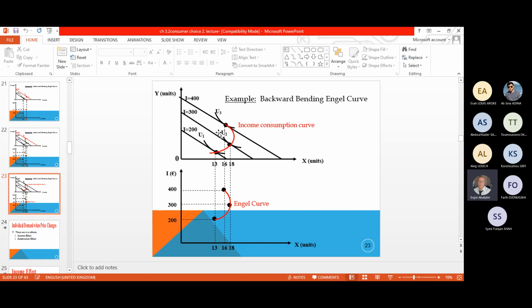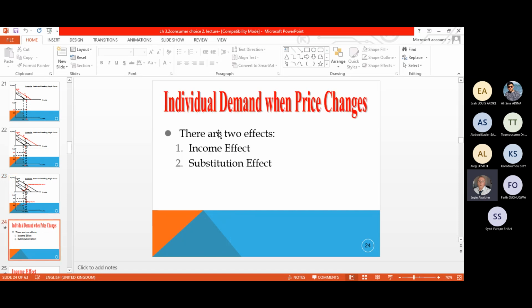But here we are concentrating on X, and as indicated here, when X is reduced, probably Y is going to be enlarged in the scenario, if it is given. Therefore, this reduction from 13 to 18 and from 18 to 16 for X is supposed to be a backward bending angle curve because this is somehow inferior.